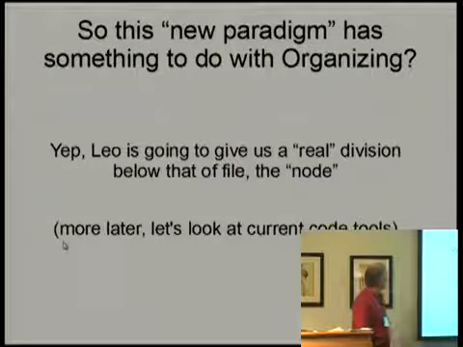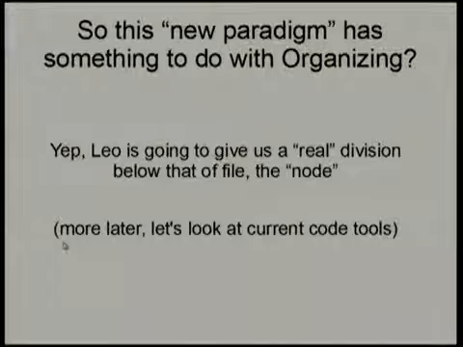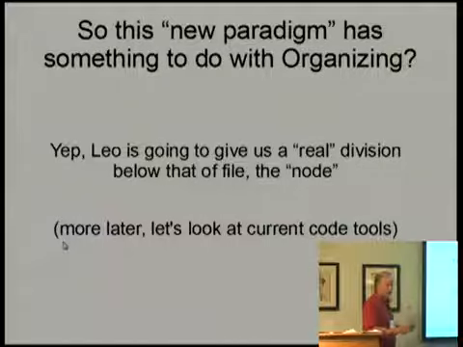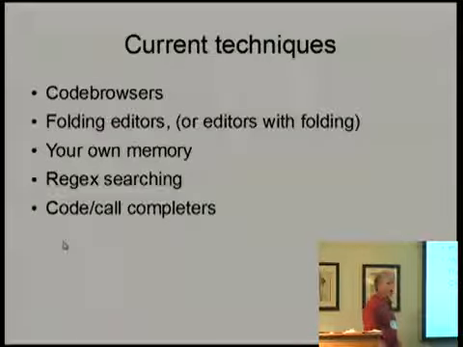Like I said, this new paradigm is going to be about organizing. What Leo's going to provide is a new real division that exists below the level of file, something called nodes. We'll get back to that in a moment. But first, let's look at some of the current tools. So you've got to manage code. What tools do we have currently?